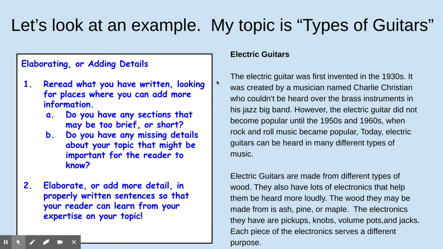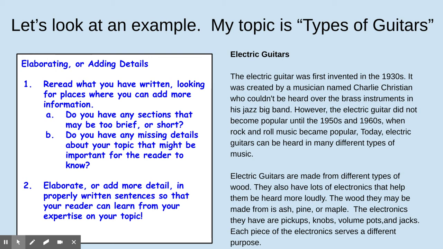The electric guitar was first invented in the 1930s. It was created by a musician named Charlie Christian, who couldn't be heard over the brass instruments in his jazz big band. However, the electric guitar did not become popular until the 1950s and 1960s, when rock and roll music became popular. Today, electric guitars can be heard in many different types of music.